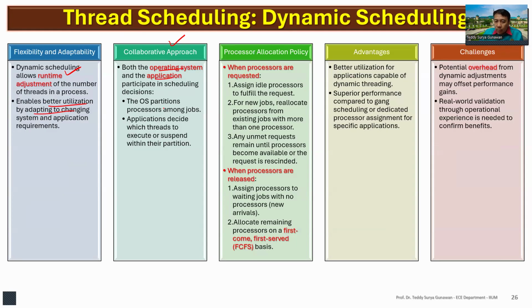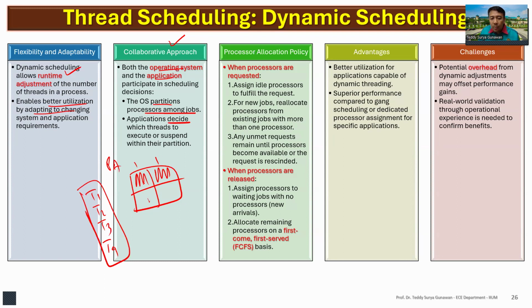So the OS will partition processors among jobs, then the application will decide which thread to execute or suspend within their partitions. Okay, so you have 4 cores, for example. This one is decided by the OS. Process A can use 2 cores, but which threads run on them needs to be decided by the process. The OS will only decide you can get 2 cores, and then the application will decide which thread is important to run.